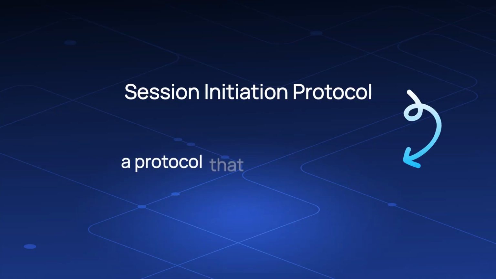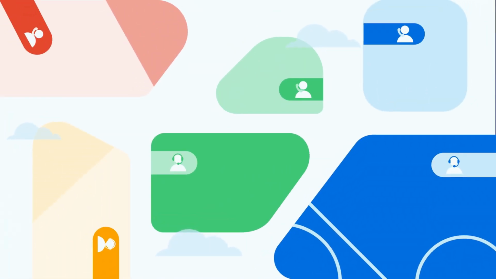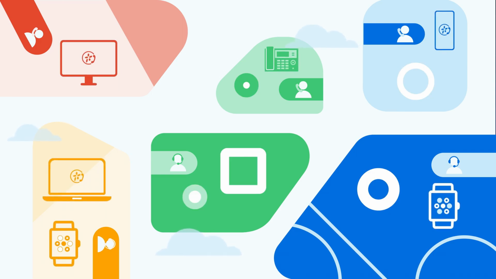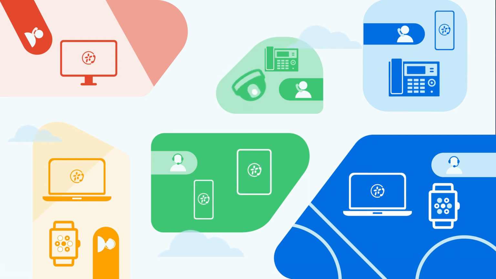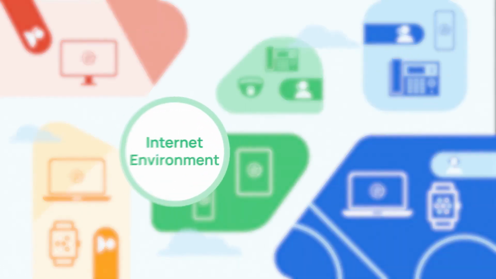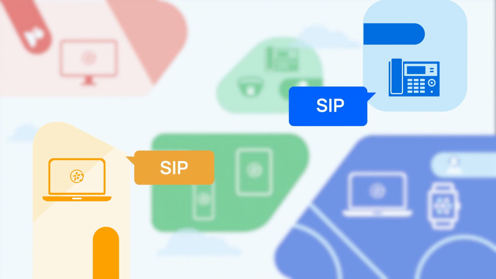Now, let's get into the protocol part. What is the protocol and why do we need it to initiate the session? In many cases, within a session, the participants are likely located in very different places using various types of devices, like computers, smartphones, tablets, IP phones, and IP cameras. Their internet environment, operating process, and structure are likely to be very different. So, for them to interact like we showed in our previous example, we need to guarantee that all the devices are using the same language. And this language is SIP.